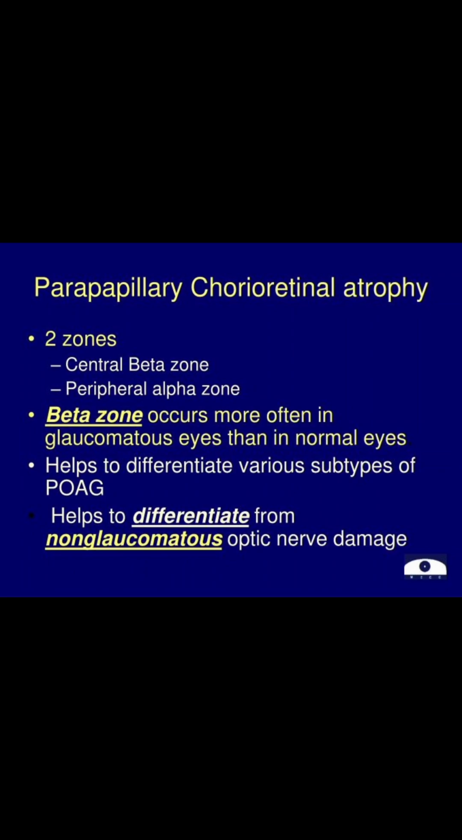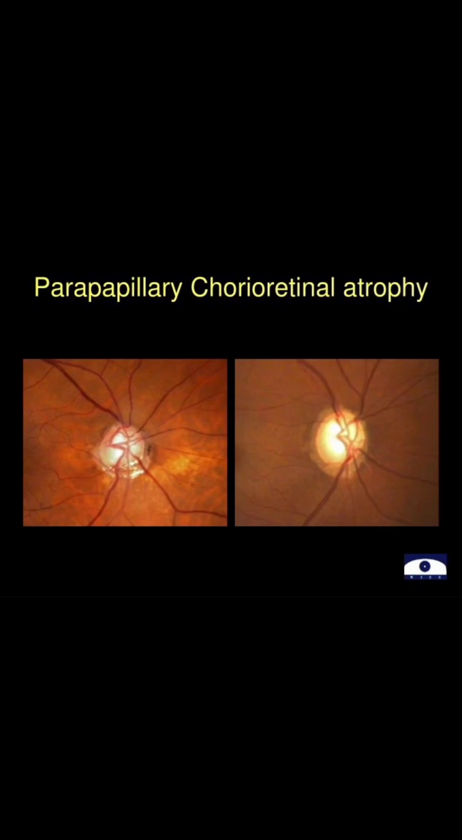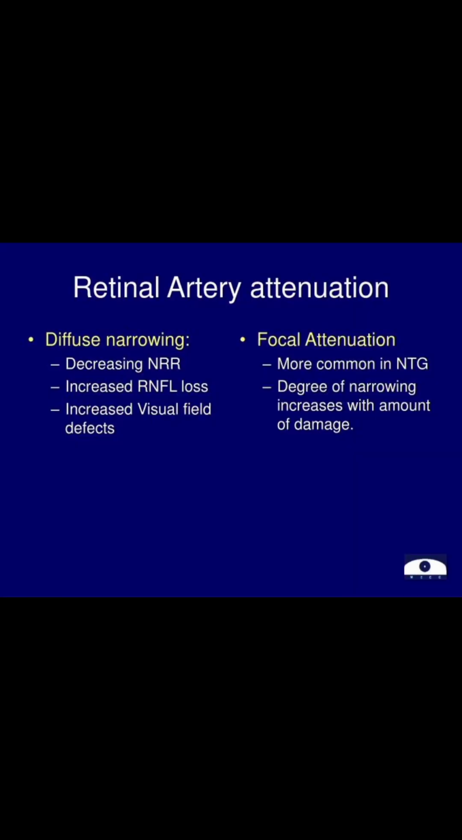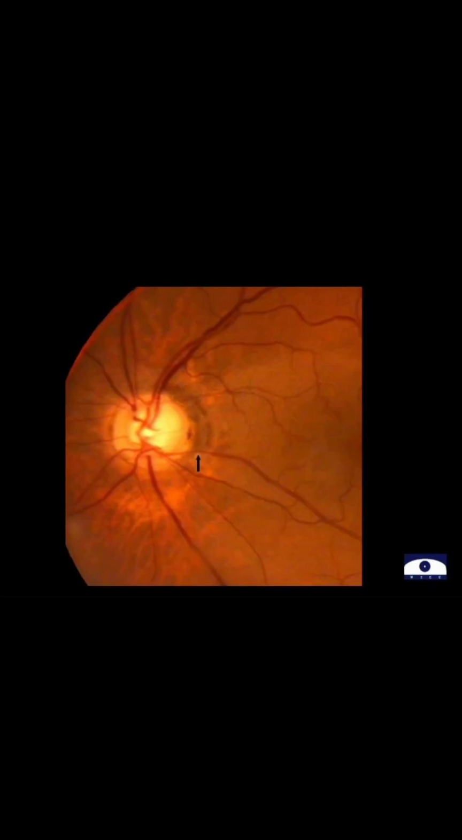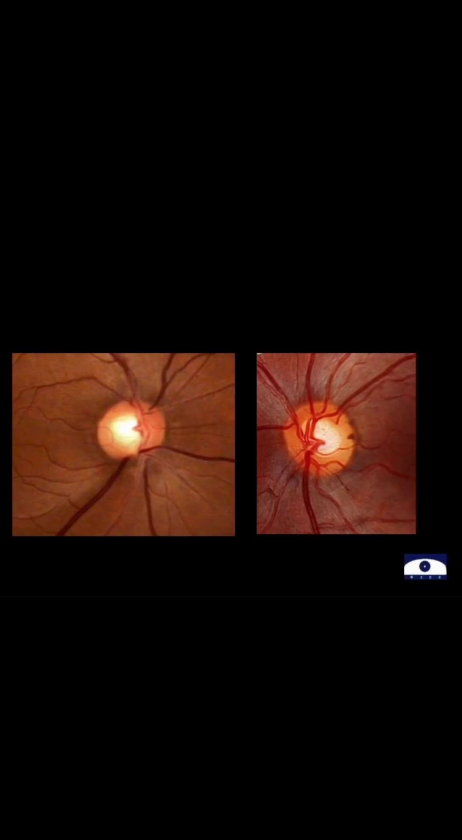Peripapillary chorioretinal atrophy has a beta zone and a peripheral alpha zone. The beta zone is more affected in glaucomatous chorioretinal atrophy. Retinal artery attenuation: diffuse narrowing and focal narrowing. Focal narrowing is more common in NTG.